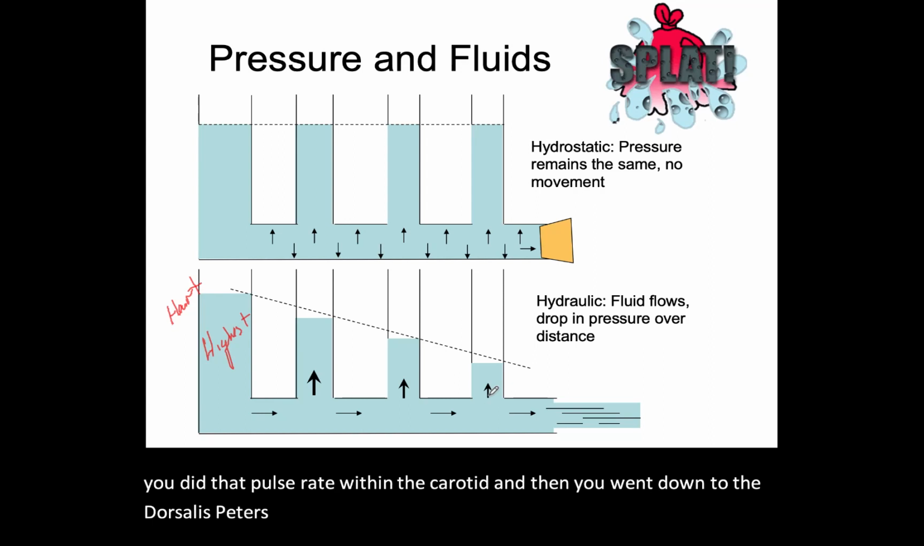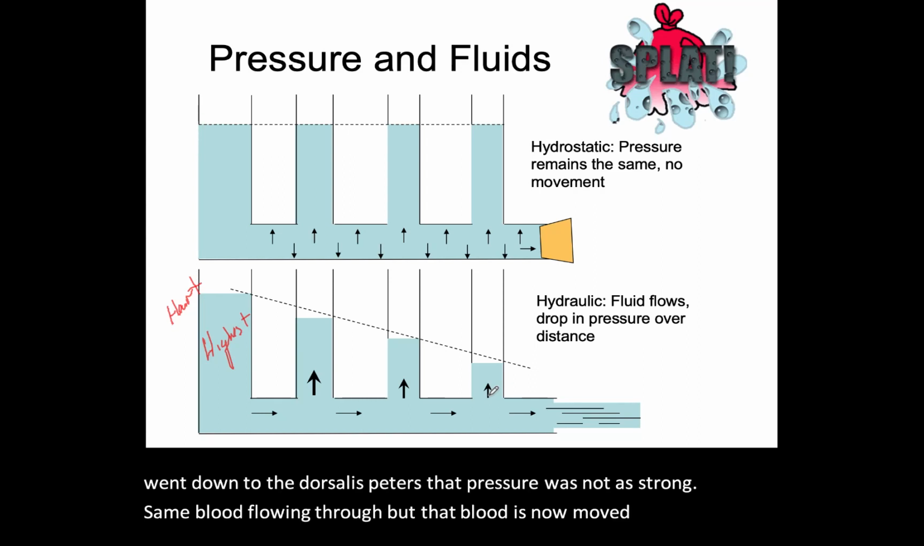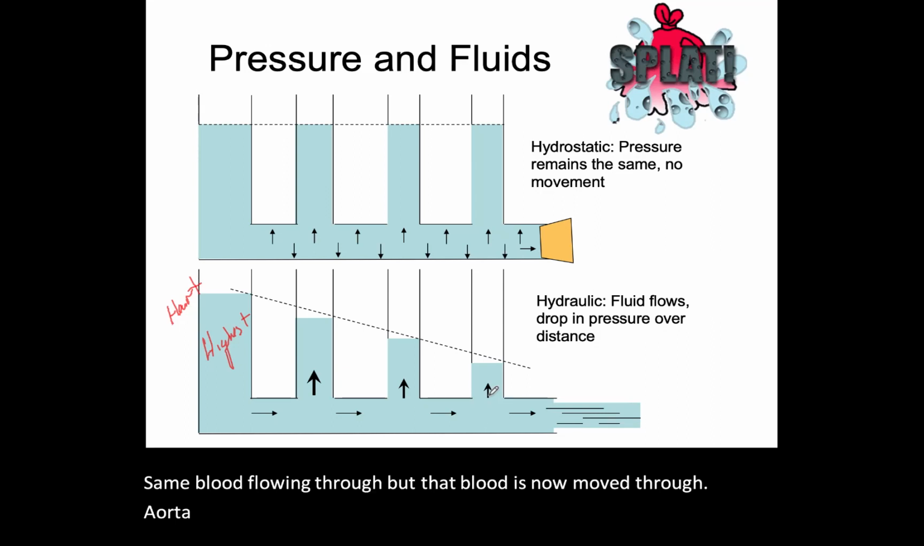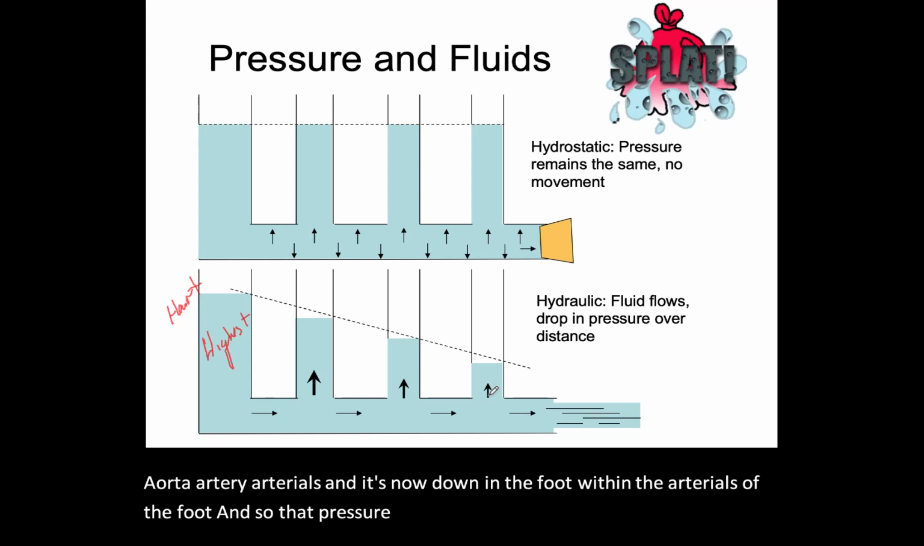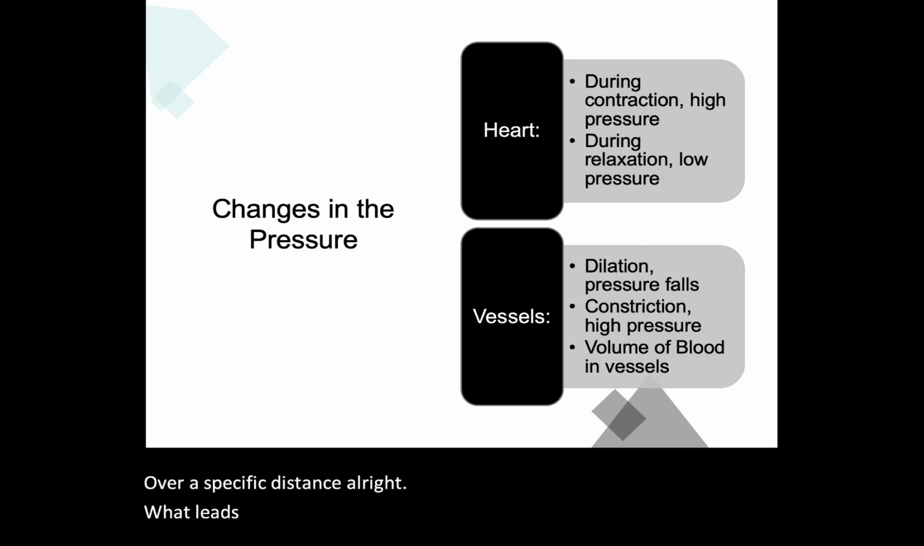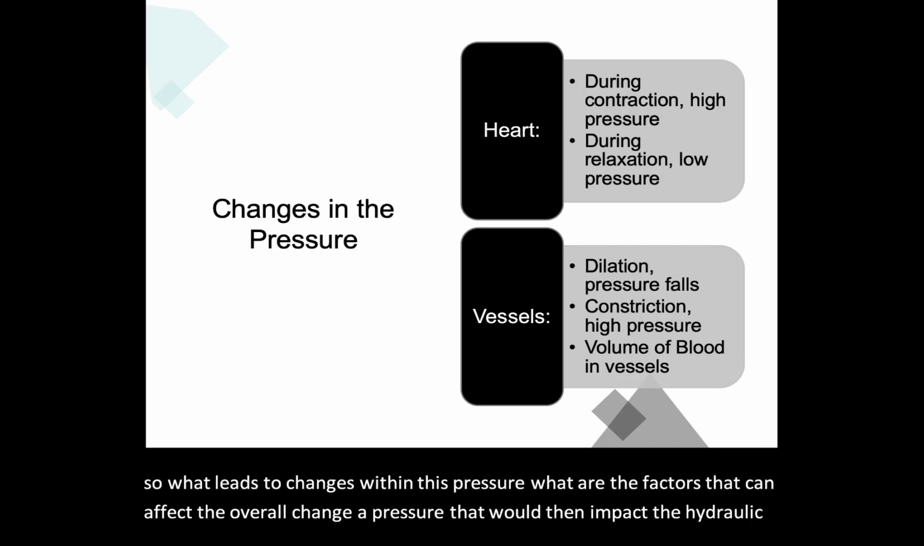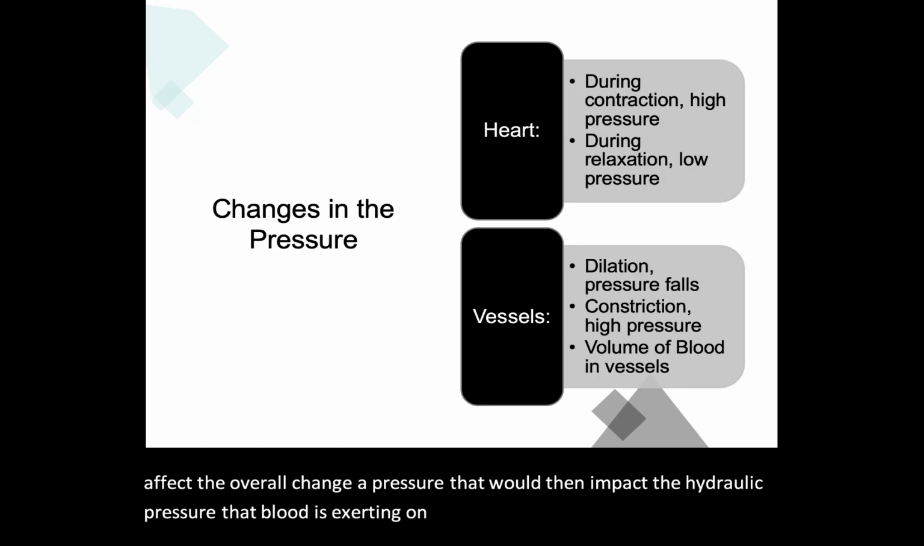That pressure was not as strong. Same blood flowing through, but that blood has now moved through aorta, artery, arterioles, and it's now down in the foot, within the arterioles of the foot, and so that pressure decreases over a specific distance. So what leads to changes within this pressure? What are the factors that can affect the overall change in pressure that would then impact the hydraulic pressure that blood is exerting on the arterioles? Well, we have two factors that we need to look at.